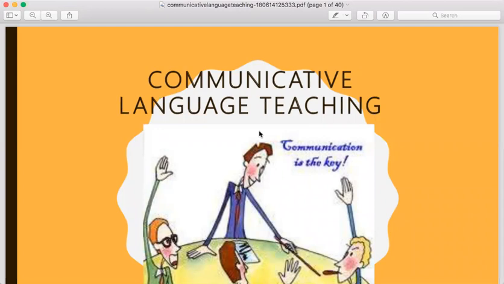Now, the origin of CLT is British, and it came as a reaction to SLT. Remember this, that SLT was also a British method, and SLT was developed simultaneously with audiolingualism, which was different from SLT in its origin also, and in some other aspects too. But basically, communicative language teaching developed in Britain, and it developed as a reaction to SLT, situational language teaching. Now, there perhaps were reasons for the failure of SLT.